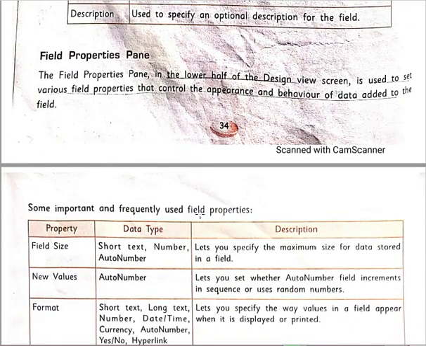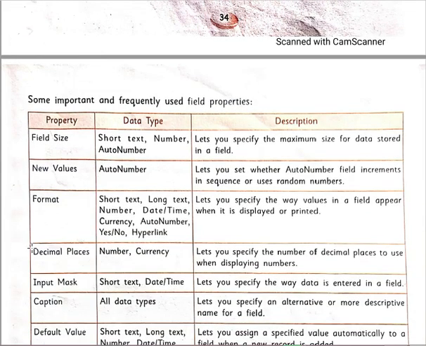So, some important and frequently used field properties. There are some field properties we generally use frequently. In the first column you can see the field properties, and the second is our data types, that is short text, number, auto number, like that, and its description. The first one is our field size, and it is under the data types short text, number, or auto number.